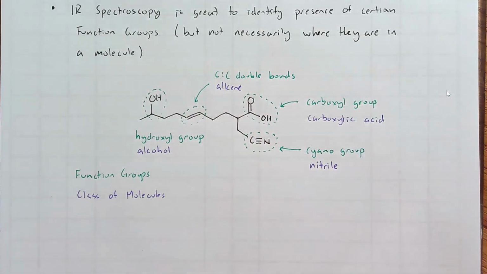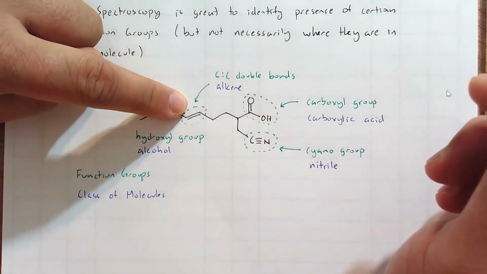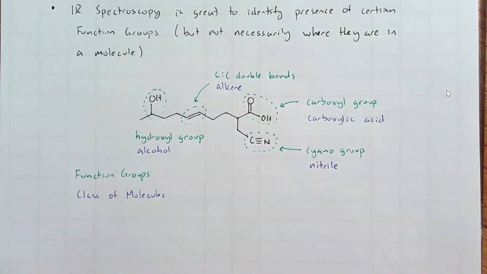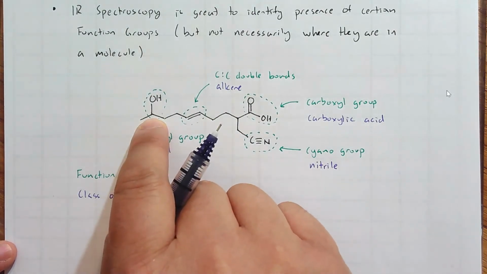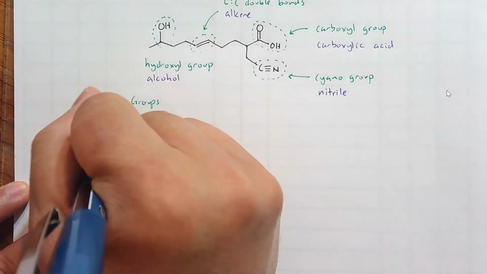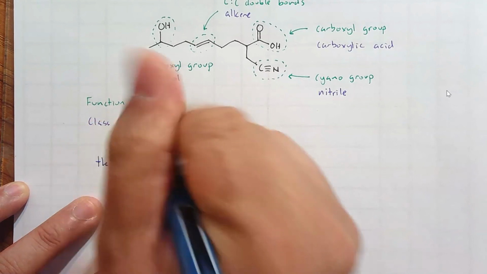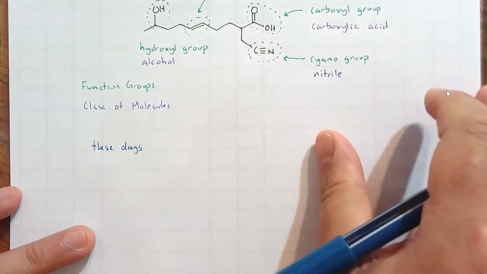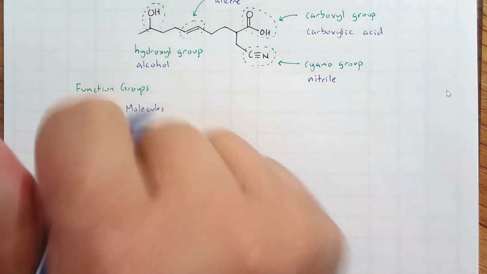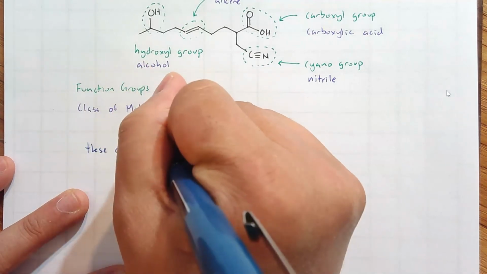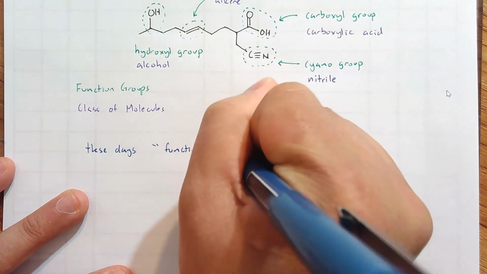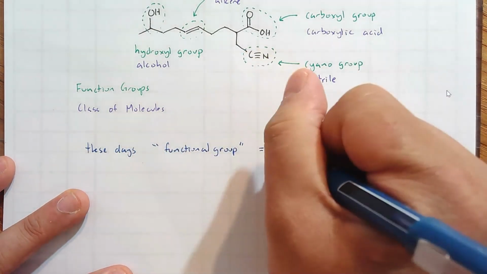The way I was taught is the functional group identifies the class of molecules. So if a molecule has a hydroxyl group, the molecule is an alcohol. But these days, and this has been happening, I don't know, in the past decade, in textbooks and in my conversations with other professors, when a professor asks for a functional group, that is interchangeable with class of molecules.